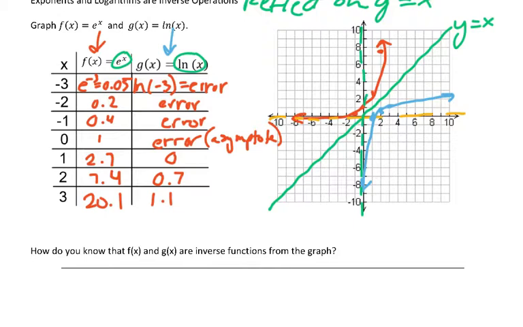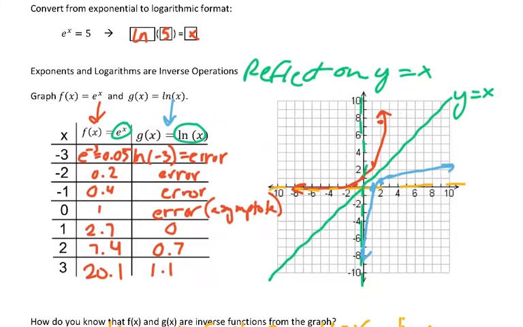All right. So the last piece there is, how do you know that f of x and g of x, this exponential graph versus this logarithmic graph, are inverses? It's because they reflect on the y equals x line. So visually, that's what we can see.